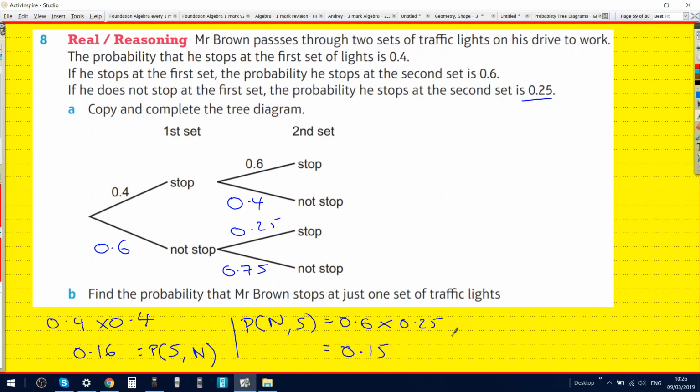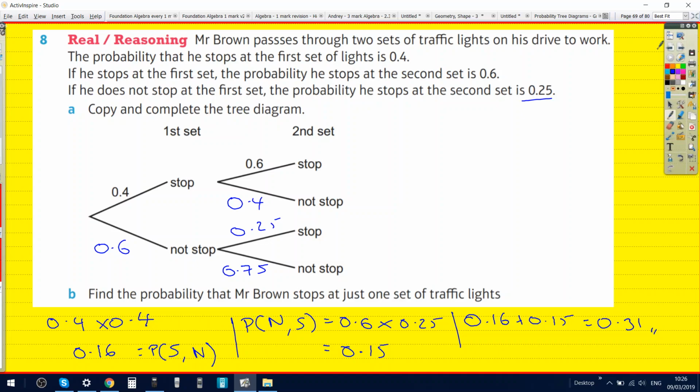Okay, and then we need the overall probability that he stops at one set of lights. So could you say... You just add these two together. Oh, so 0.16 plus 0.15 is 0.31? Yeah. So basically, the probability he stops at the first and not the second is 0.16, but then the probability increases because he could also not stop at the first but get stopped at the second, and so you increase it by 0.15. So you add the two together. Okay. Any questions there? No. Okay.